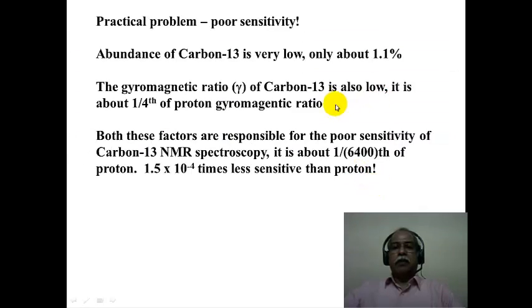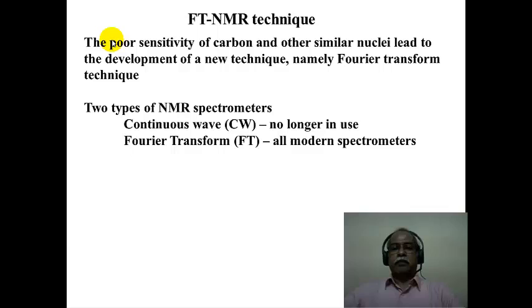There are several practical problems associated with the poor sensitivity of carbon-13 NMR. First of all, it is a low abundant nucleus. Only about 1.1% of the total carbon in the Earth's crust is NMR active. The rest is not NMR active, namely carbon-12. The gyromagnetic ratio is also low, about 1/4 of the proton gyromagnetic ratio. Both these factors are responsible for the poor sensitivity of carbon. Therefore, carbon-13 spectroscopy is only about 1 in 6,400 of proton NMR spectroscopy. In other words, it is about 1.5 times 10 to the power minus 4 times less sensitive than proton NMR spectroscopy.